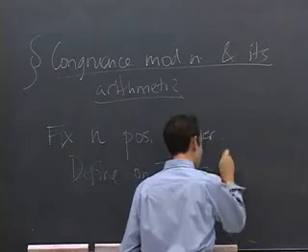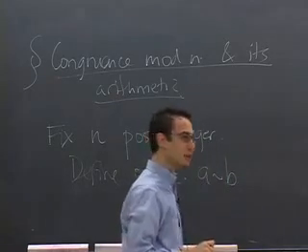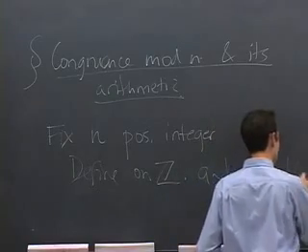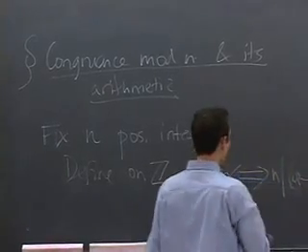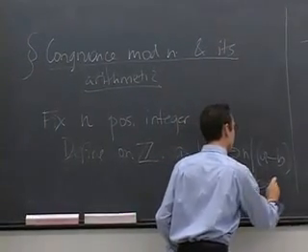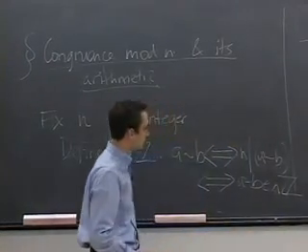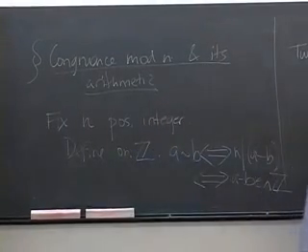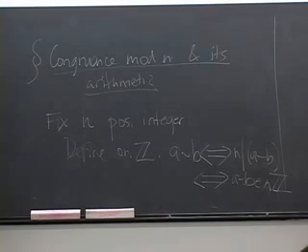The relation is going to be: a is related to b if and only if n divides a minus b. Or, put another way, a minus b is in nZ, the subgroup nZ of the integers, which is just the set of multiples of n. So, it's not hard to see that this is an equivalence relation.